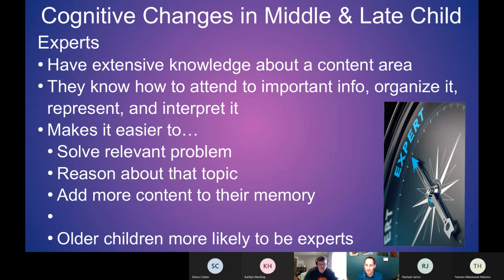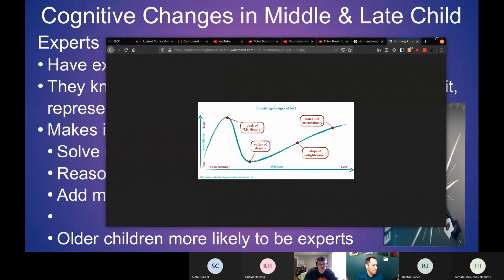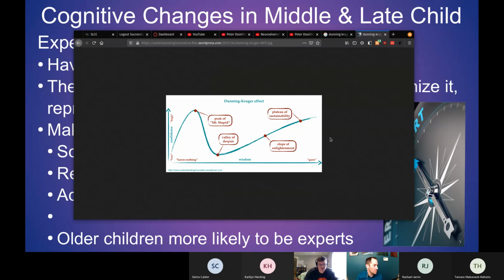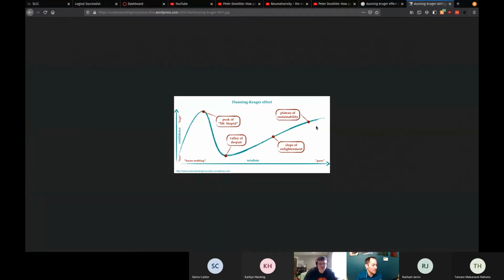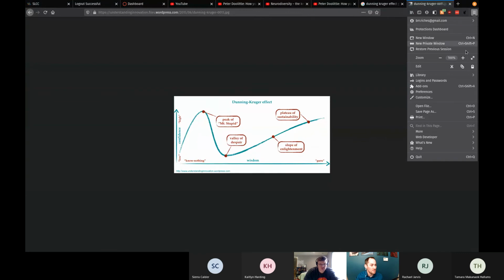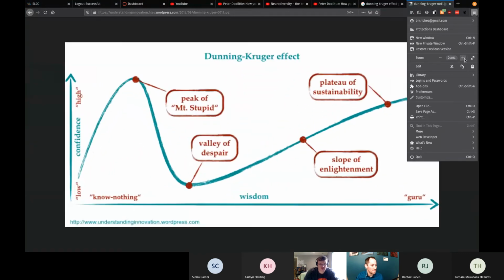Interesting. I think this specific graph was actually in one of my undergrad textbooks about the Dunning-Kruger effect. I wonder if the textbook plagiarized this or if this website just took it from that source. Let's see, how do I zoom here? Let's make it a little bigger. It's a little too big.